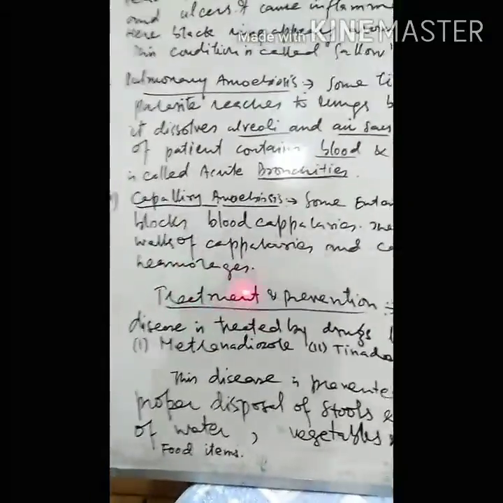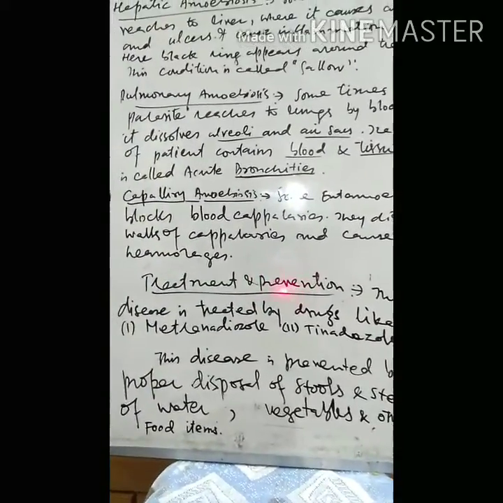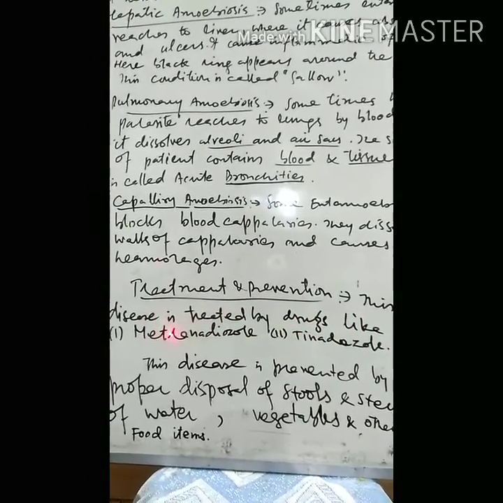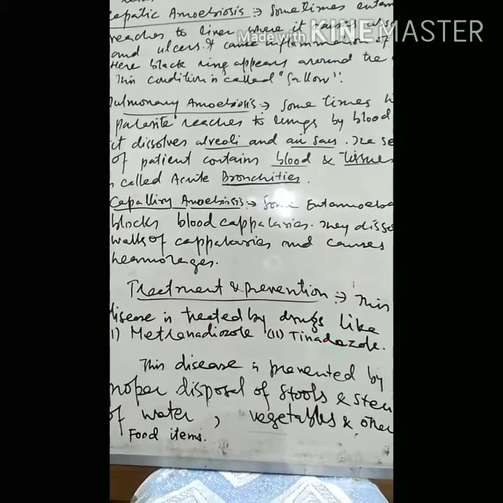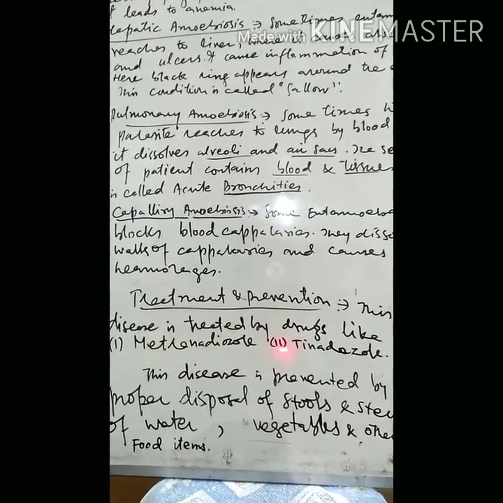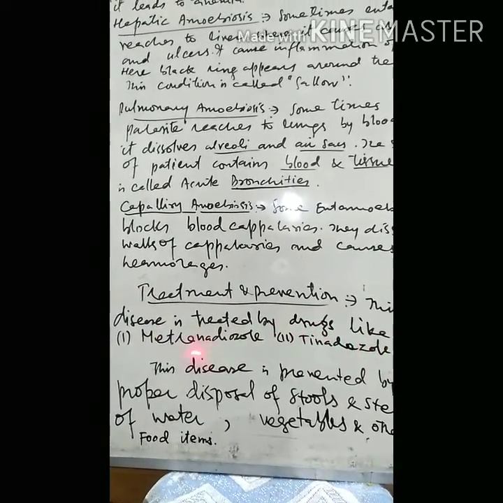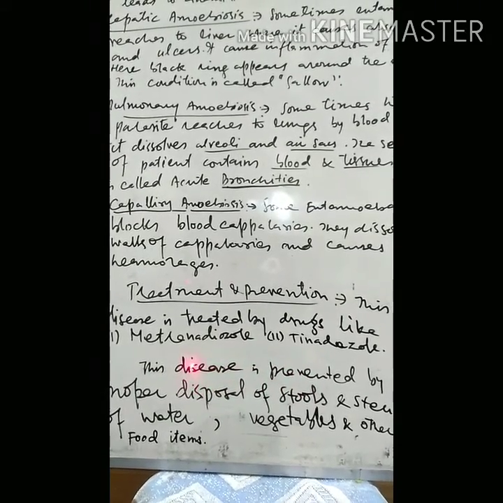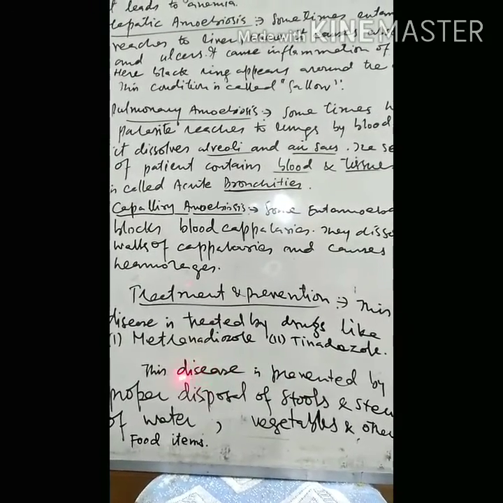Now, treatment and prevention: how is this disease treated and what is the prevention of the disease? This disease is treated by drugs like metronidazole and tinidazole. There are two medicines for its treatment, that is metronidazole and tinidazole. Now, preventive measures: how can we protect ourselves from this disease in general?